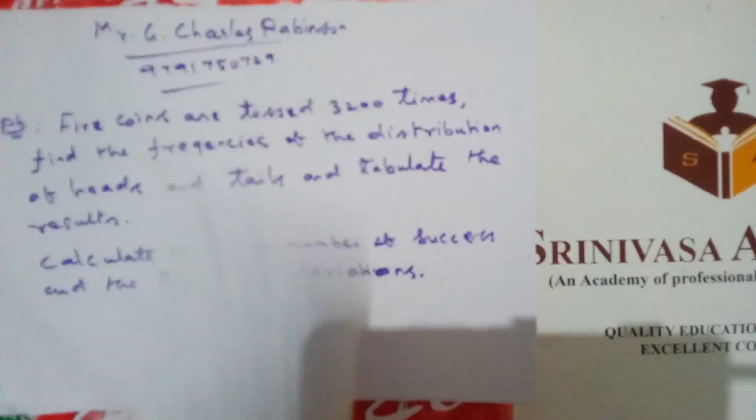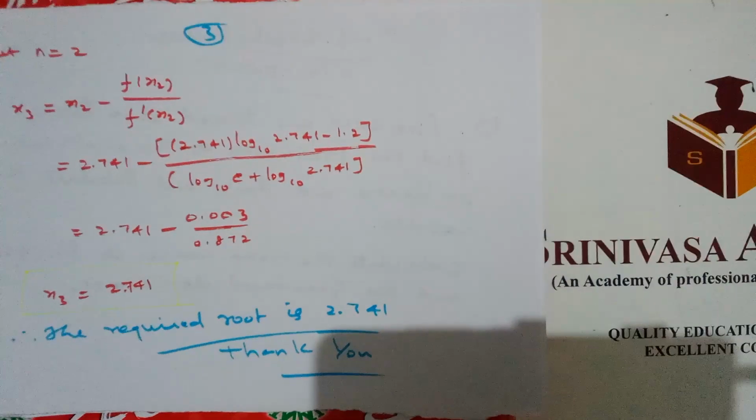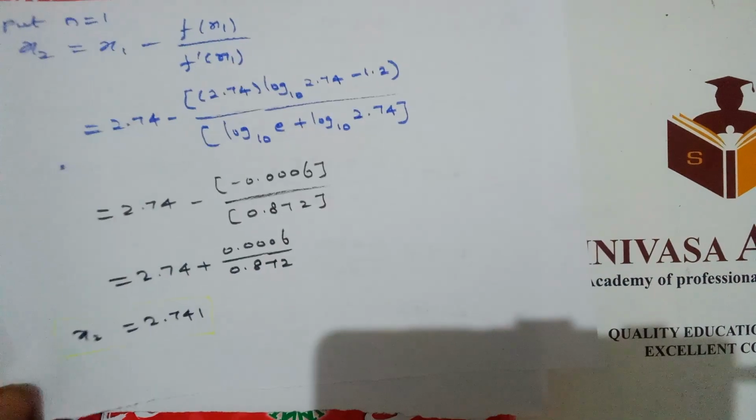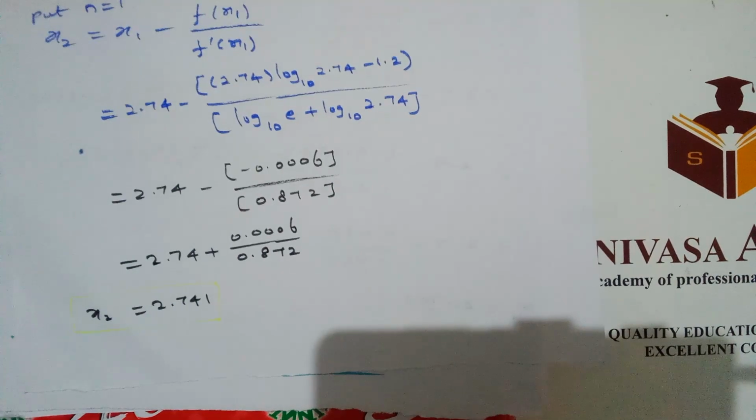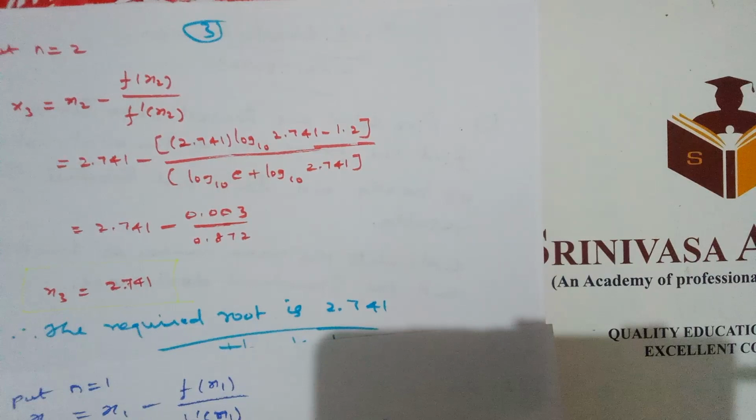And then now I substitute n equal to 2. So x3 is equal to x2 minus f of x2 divided by f dash of x2. So I will get x3 equal to 2.741. See the x2 value: x2 is equal to 2.741. Similarly, x3 is equal to 2.741.